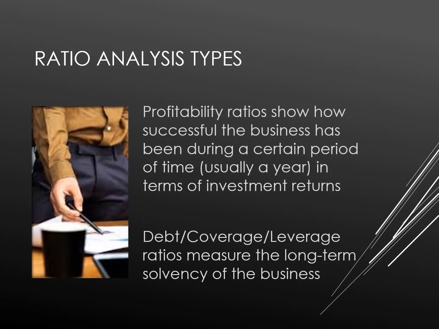So if we look at profitability ratios, they show how successful your business or agency has been during a certain period of time, in terms of investment returns. And they're usually over a year, so a fiscal year or a calendar year. We can look at debt coverage and leverage ratios to measure the long-term solvency of the business as well. But again, these are looking at the ability for a business to turn a profit or to increase revenue.